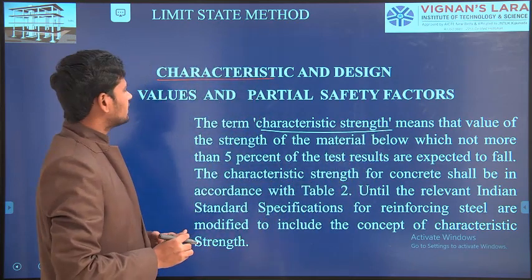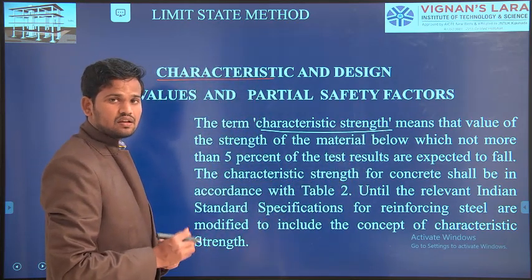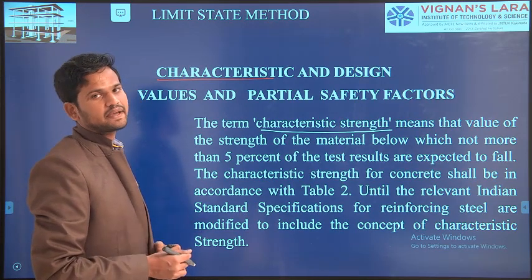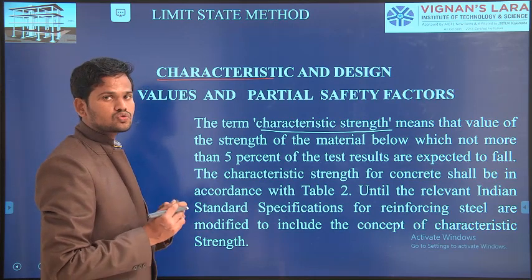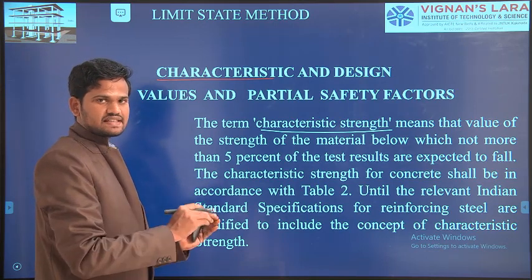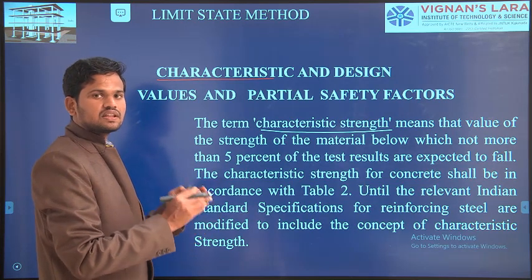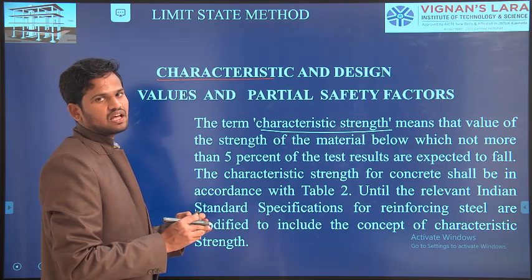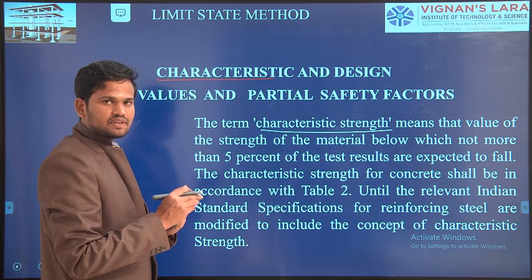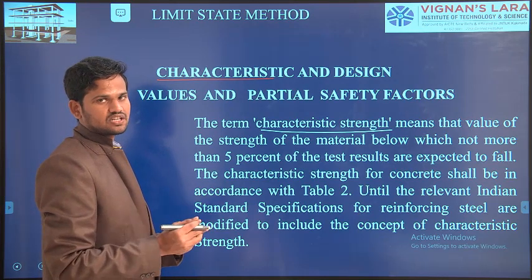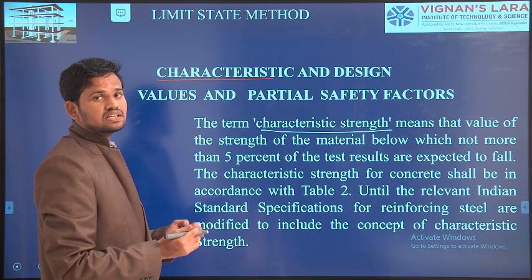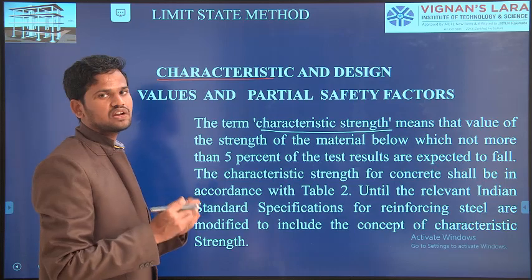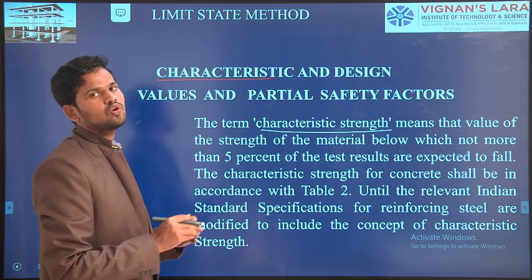Characteristic strength means the value of the strength of the material below which not more than 5% of the test results are expected to fall. According to IS 456, while designing any concrete mix, after finishing the preparation of the concrete, you test it in the compression testing machine. After testing, you will get the strength of the concrete.